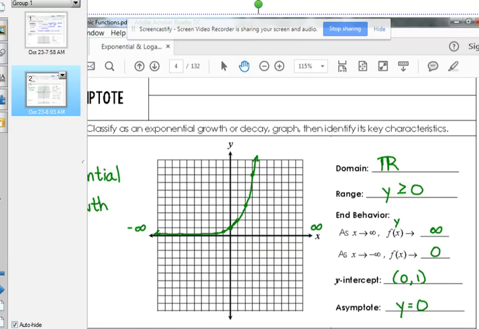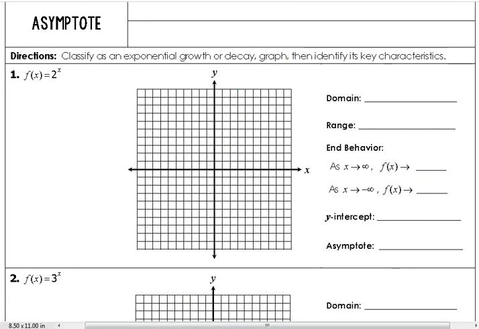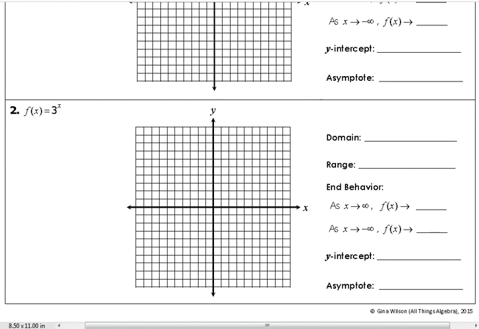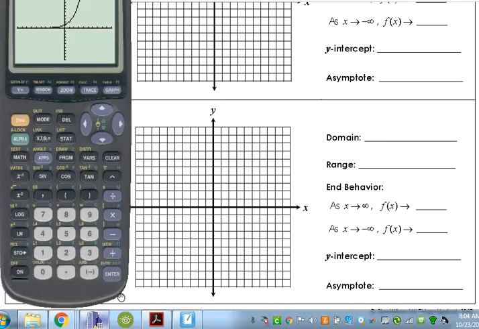So let's look at example number 2. 3 to the x. Exponential growth or decay? Growth. Exponential growth because the base is greater than 1. Greater growth. Connect those two things. Decay is decreasing.